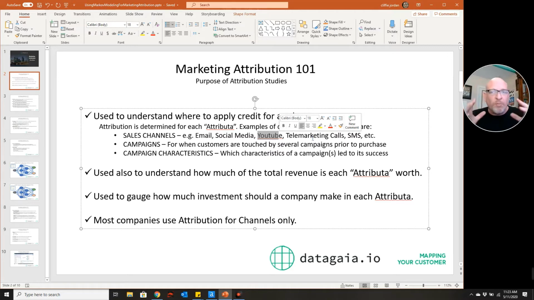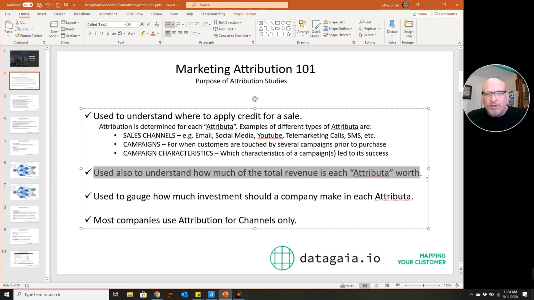Okay, so marketing attribution, normally you're doing attribution across channels, but you could be across campaigns, or it could be across campaign characteristics. That's why we call each of these channels, campaigns, or whatever, we call an attributa, which is, I think, a Latin term for a single channel or whatever we're going to attribute to. So, like I said before, marketing attribution helps you understand how much each attributa is truly worth.